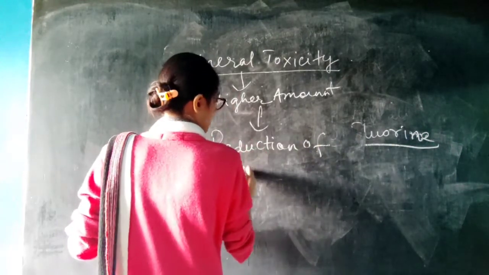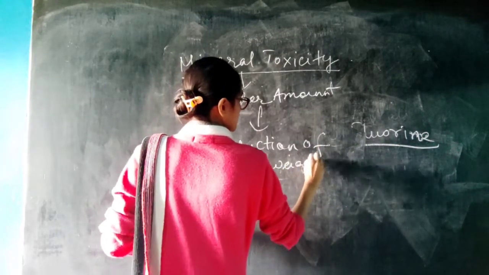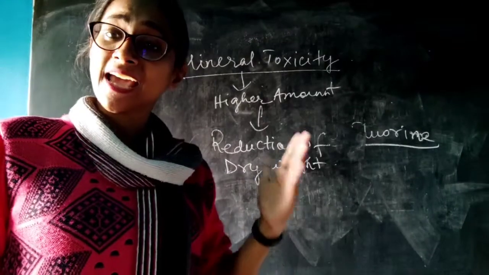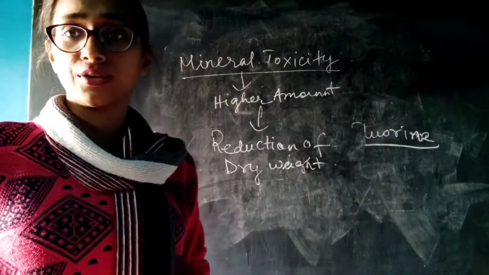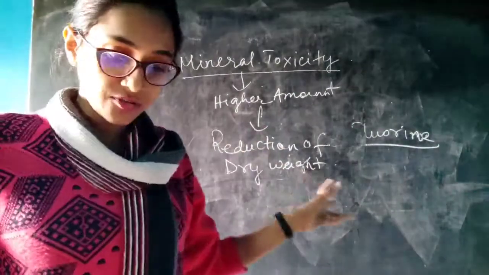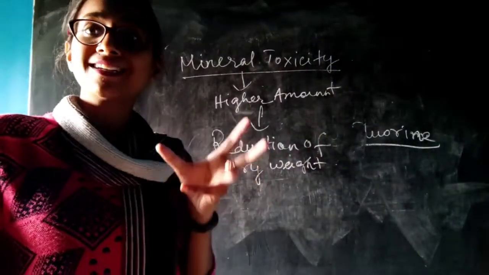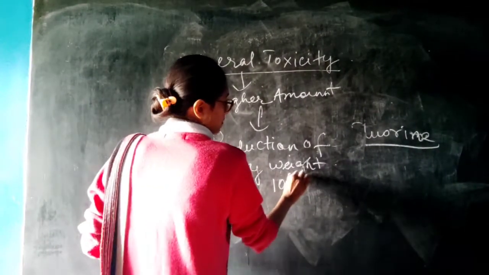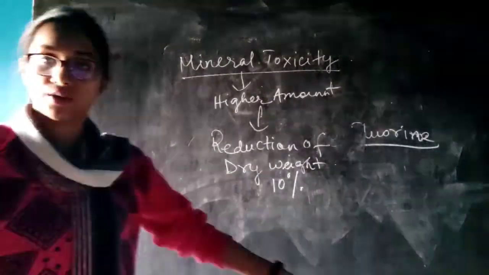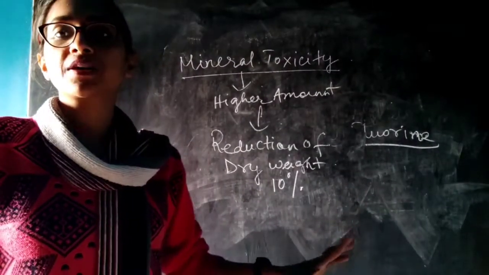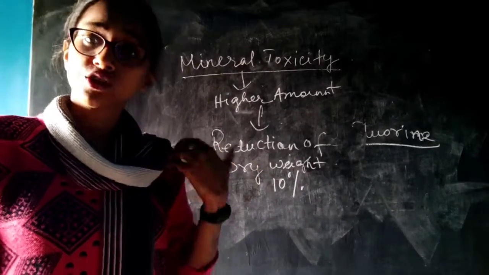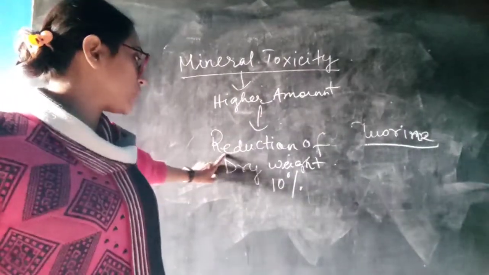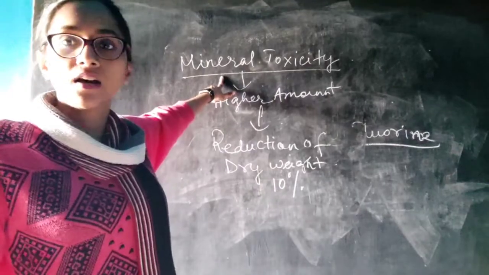What is dry weight? Dry weight means the weight of the cells or the tissues excluding the water. So that is our dry weight. Okay. So what happens here is that due to this mineral toxicity, there is a reduction in the dry weight of about 10%. So any mineral which is present in more amount or concentration that results in the reduction of the dry weight by 10% is termed mineral toxicity.